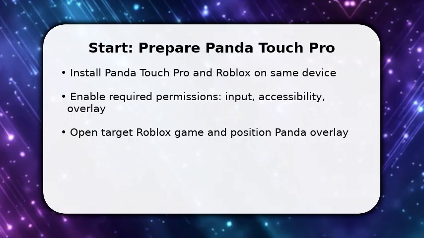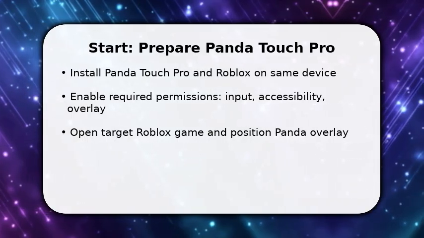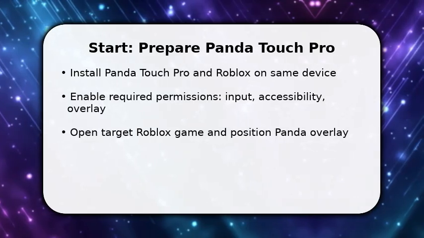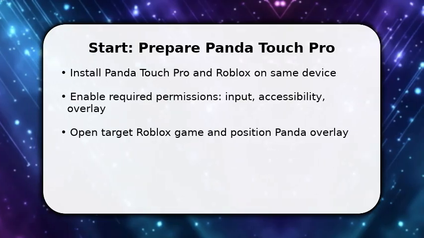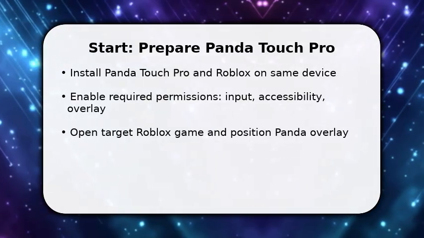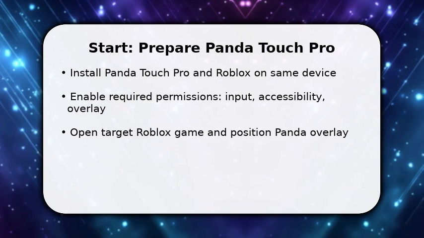Next, open the Roblox game you'll automate and place the Panda overlay where it won't block critical UI. Do this now because a correct initial setup prevents mistaps and reduces lag later. Make sure battery saver is off to avoid throttling during use.